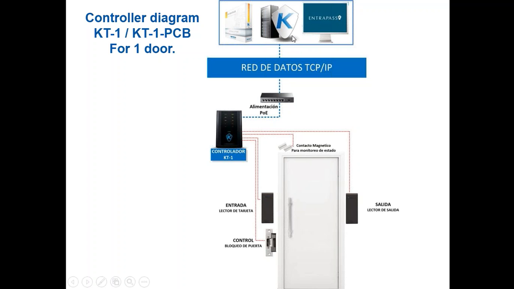So on my screen right now, you have the EntraPass somewhere, and then you have a switch going. The KT1 goes to that customer network, and that KT1 manages the components of the access control: door contact, reader, door strike, exit button if we have to.